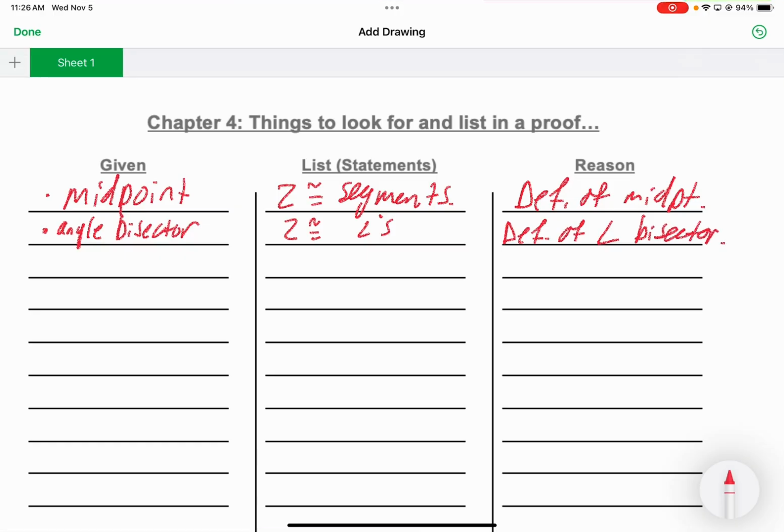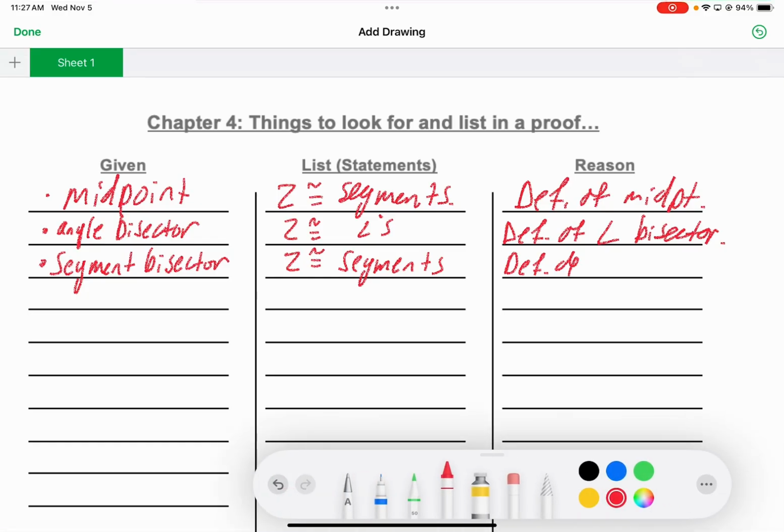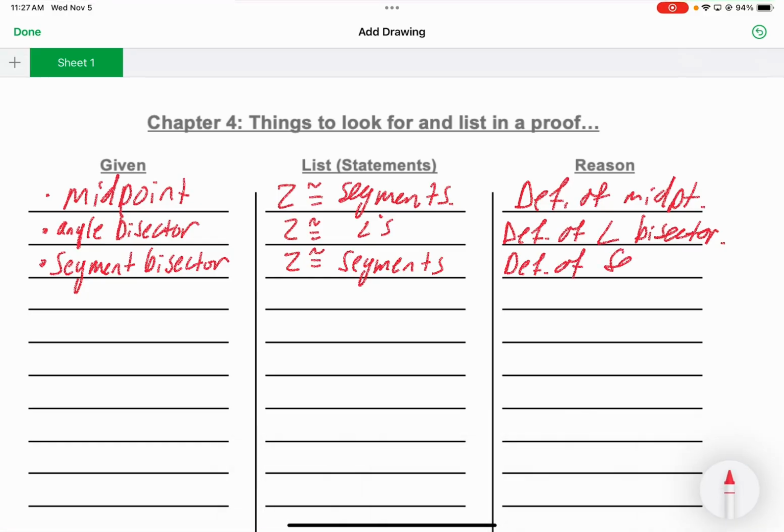Good. The other kind is segment bisector, right? That's not normally how it looks. Normally it'll say this segment is bisecting another segment. So you kind of have to read between the lines from that. But what you would get is two congruent what? Segments. What would my reason be? Definition of segment bisector. Good. I'm abbreviating it. Hopefully you guys are all right with that. Okay.